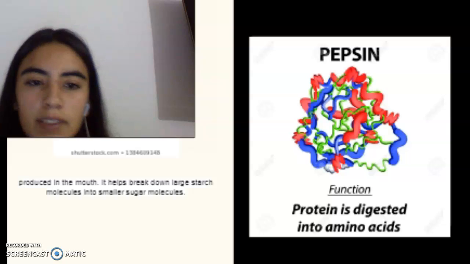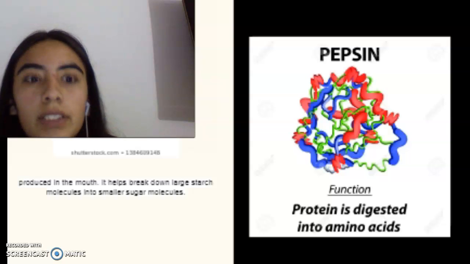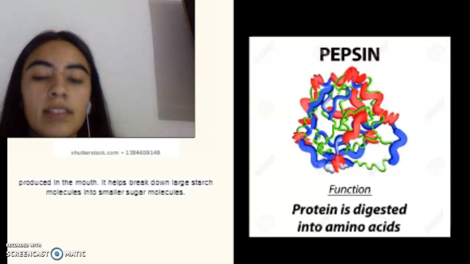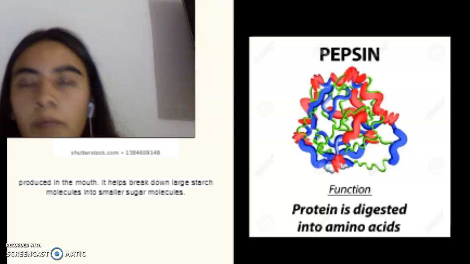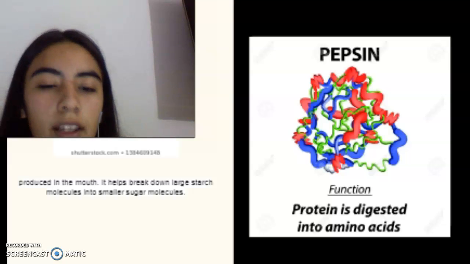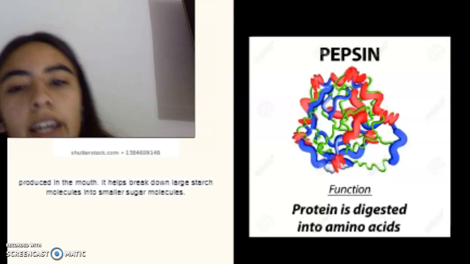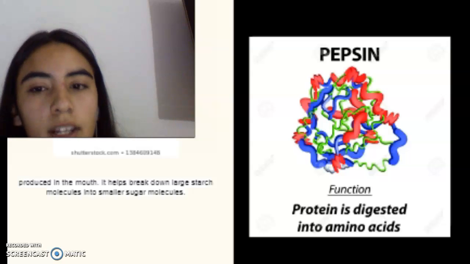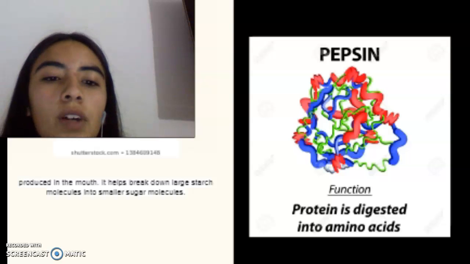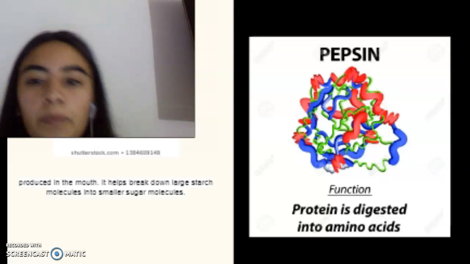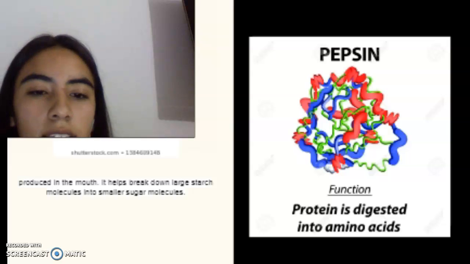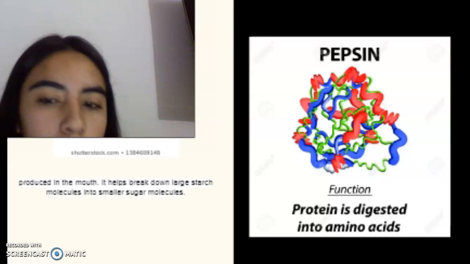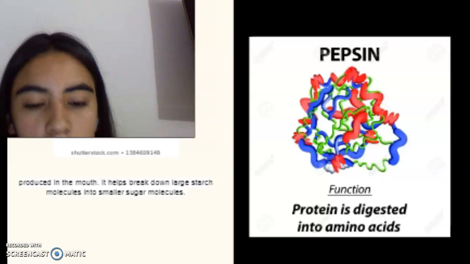Okay, here I don't have a lot of time to talk more about the small intestine, but I have here the enzymes. What are the enzymes? Enzymes are proteins in charge of breaking down carbohydrates, lipids, and all of that stuff. There are a lot of types of enzymes. Amylase is produced in the mouth, and it is in charge of breaking down large starch molecules into small sugar molecules. Also, we have pepsin, which is produced in the stomach. Pepsin breaks down proteins into amino acids.